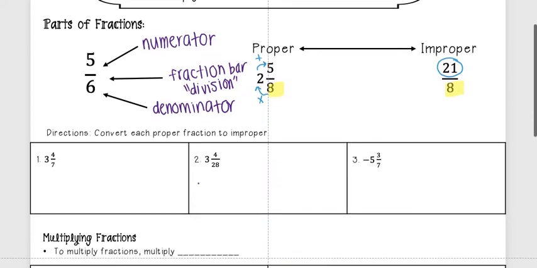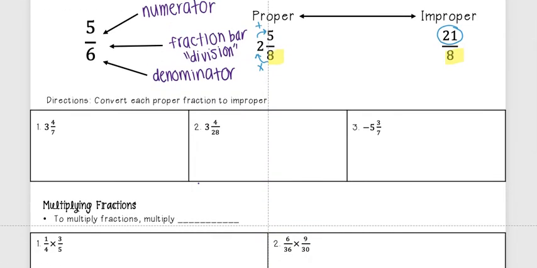So let's go ahead and try some more converting. Here I have a proper fraction and I want to change it to improper. First I'm going to multiply 7 times 3, which is 21. And then I'm going to add 4. So 21 plus 4, I get 25 over 7.